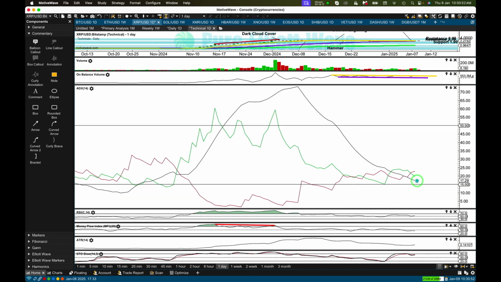ADX is declining. There's no clear trend. The DX lines are whipsawing. The previous upward trend to the last high for XRP did reach very extreme. I'm judging for XRP very extreme to be above 50, not 45. I've adjusted it because this market's very extreme and above both DX lines.